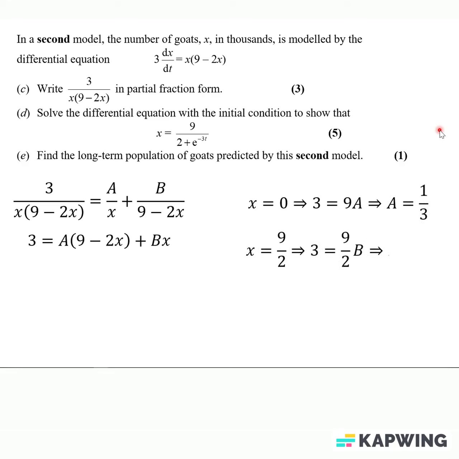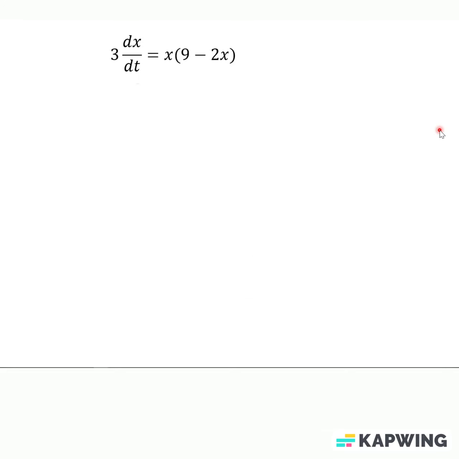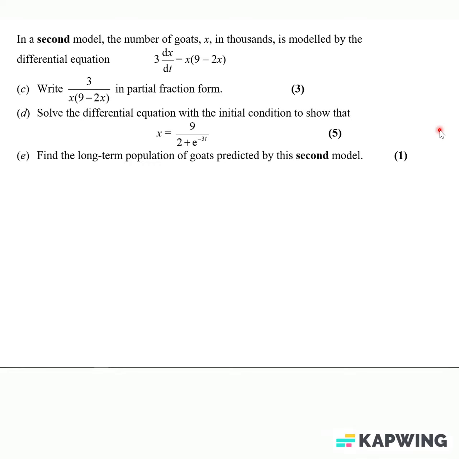Put in x equals 9 over 2 in, and then the a bracket disappears. So I get b is 2/3. So there are my partial fractions. So then we're solving the differential equation.